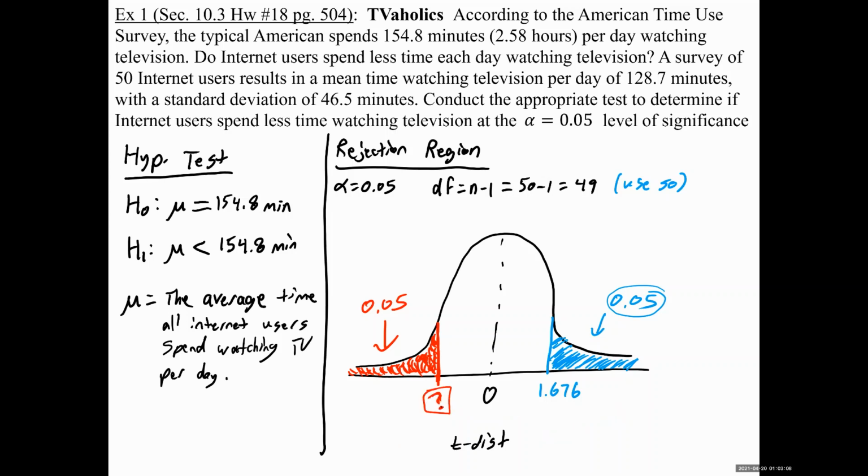Okay, so all you do is take this answer, put it over there, put a negative in front of it. This is negative 1.676. All right, so that's it. So you look up that number. Now I'm going to erase all this because you just do that in your mind.